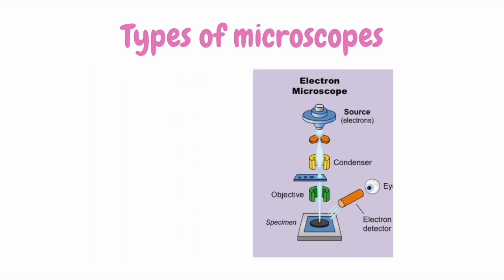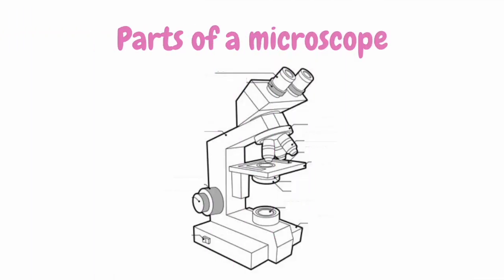On the other hand, an electron microscope has a much higher magnification of over 100,000, and it is used to observe much smaller samples such as viruses. For this video, we will be exploring the light microscope and its structure and components.